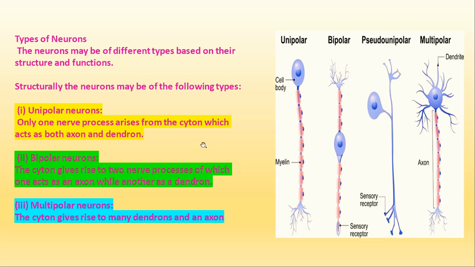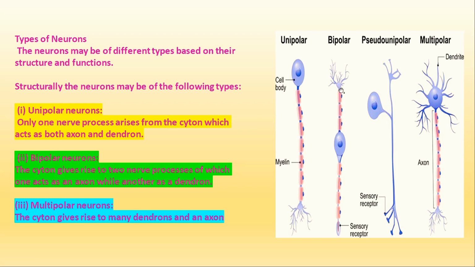So let us see the types of neuron. The neurons may be of different types based on their structure and function. So structurally the neurons may be classified like this. First one is unipolar neuron, where only one nerve process arises from the cyton, which acts as both axon as well as the dendron. So there is no separate dendron; one process acts as axon and dendron.